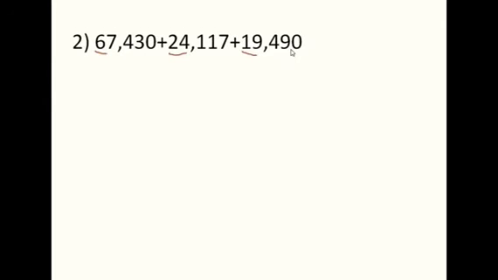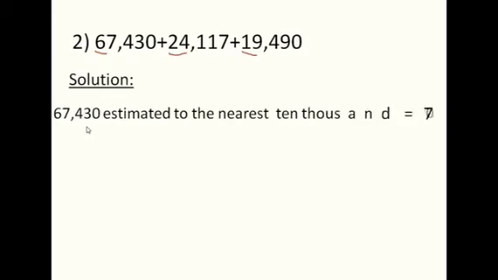So let's start the solution. Start writing. 67,430 estimated to the nearest 10,000 is 70,000. How did the 70 come? I already explained. Because it is 7 here, this 7 is more than 5, so 1 will be added to 6. So 6 plus 1 became 7, and the rest of the places will be replaced with zeros.